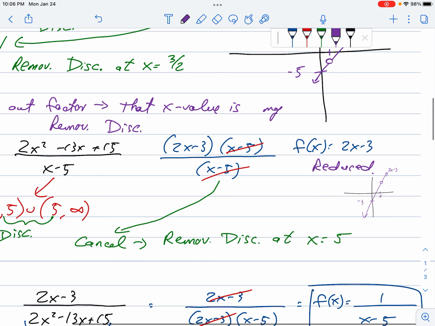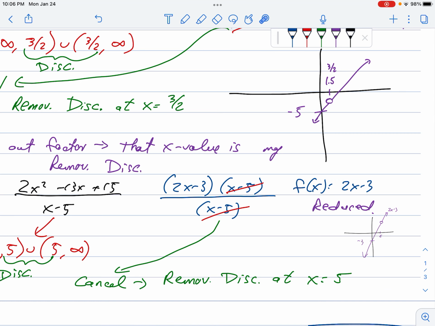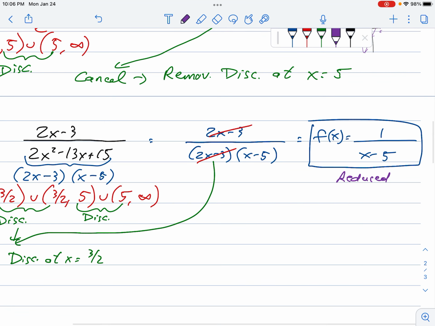Up here, it was like the top of a fraction. Right? So this is really like over 1. So I just had a line. It's linear. This is 1 over this x minus 5. So now my graph looks different. I'll throw it in Desmos for you. My graph looks like this. Well, at 3 over 2, I'm going to have this hole. So I'm going like this.